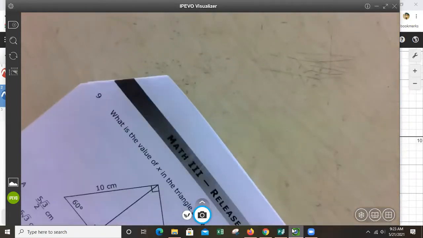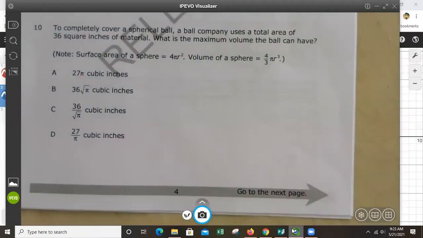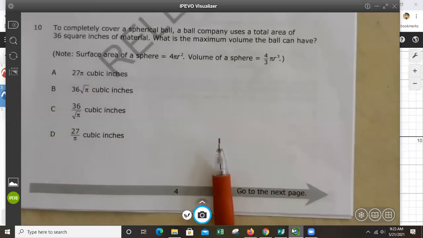I don't like that one. This one's easy. I think this one's easy. This is another trudge through problem. It says to completely cover a spherical ball, a ball company uses a total area of 36 square inches of material. What is the maximum volume the ball can have? So it tells you the surface area. So if we think about a baseball or a softball or anything like that, it's taking the cover off. That's the area that it's talking about. So the surface area. All right, sorry.